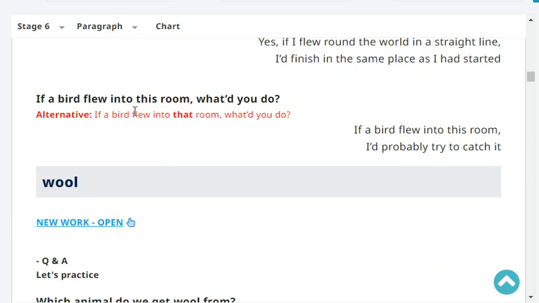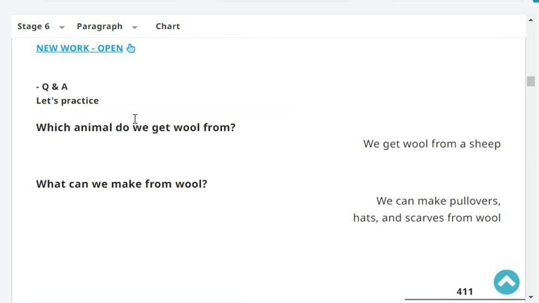If a bird flew into your room, what did you do? If a bird flew into my room, I'd probably try to catch it. Very good. Okay, which animal do we get wool from?